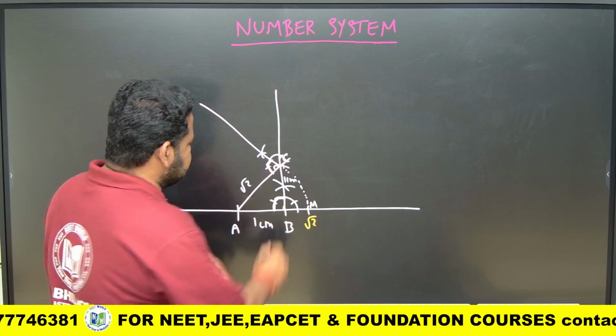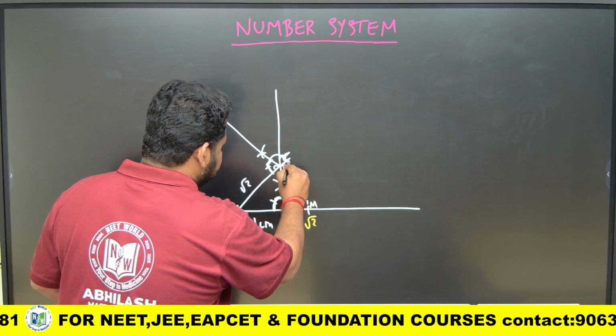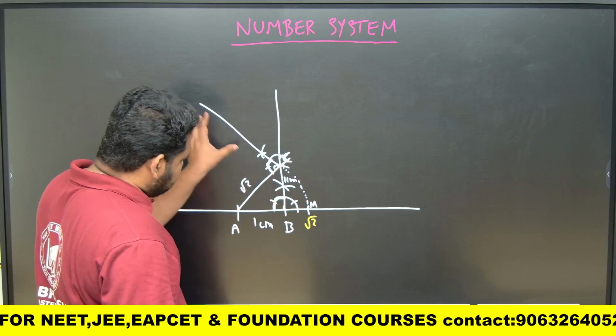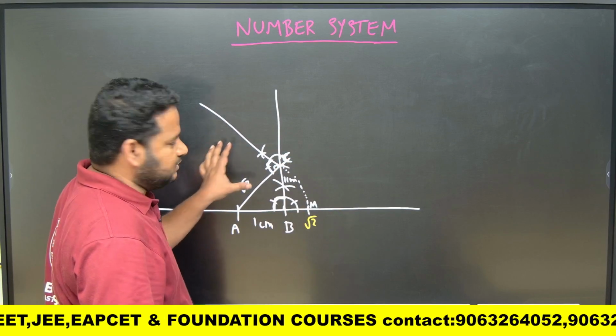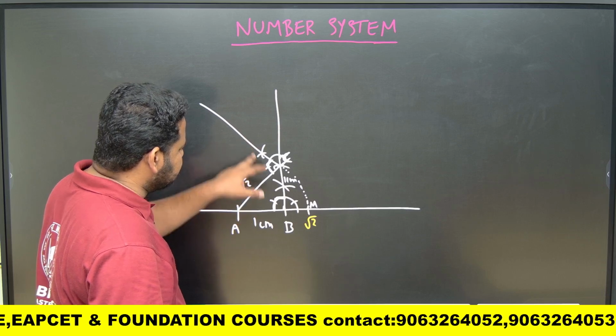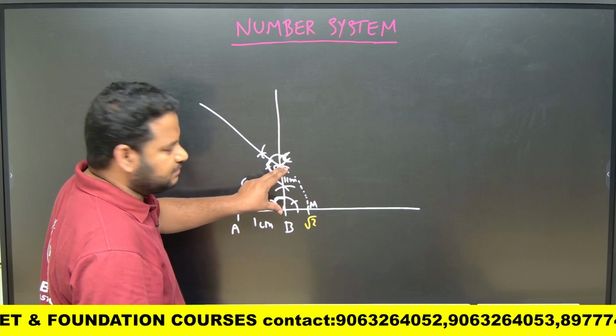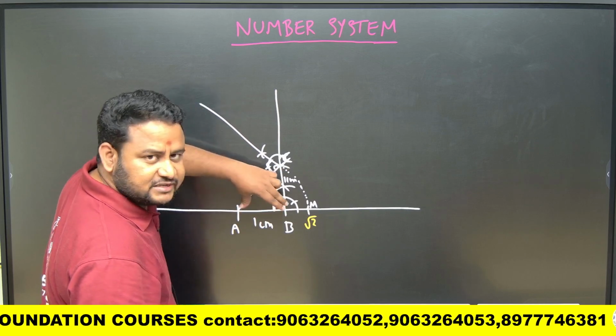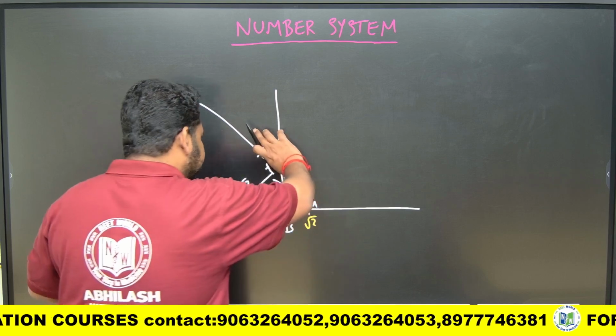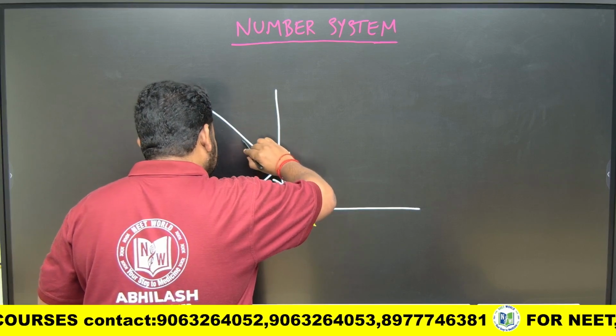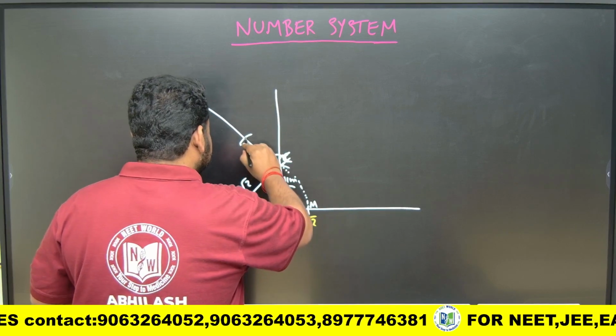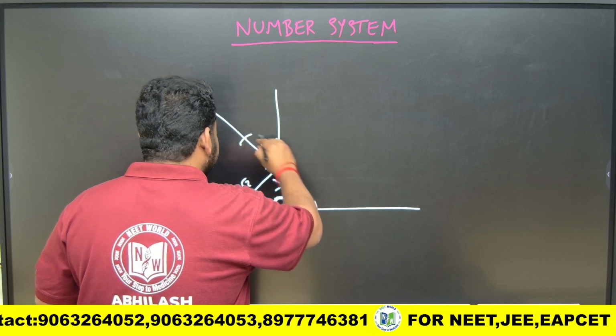Okay, this is point C. Now if I want root 3, here it is root 2. Here I will measure the length of this, let it be 1 centimeter. I will take the compass, measure 1 centimeter, keep the compass here and mark 1 centimeter. So this is equal to 1 centimeter. Let me name it as D.